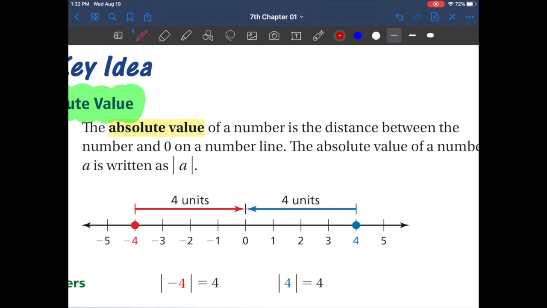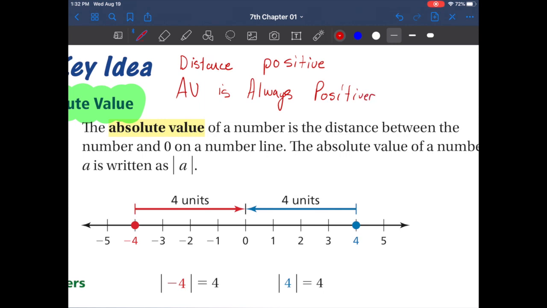Now, one thing we need to know about distance is it's always positive. And the same thing goes with absolute value. Absolute value is always positive because distance cannot be negative, right?